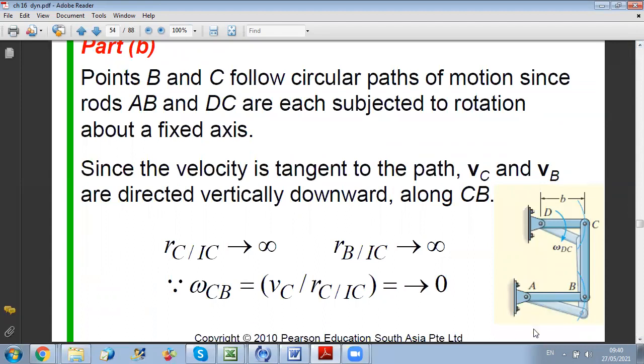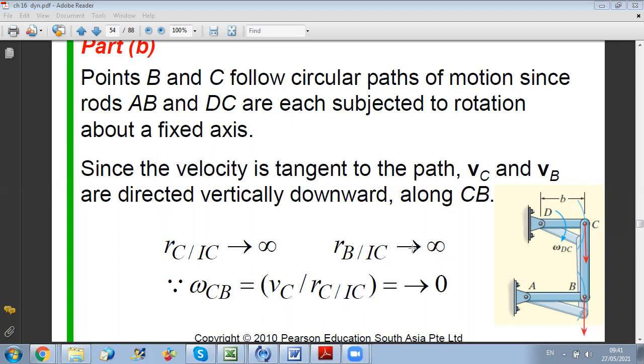I have a system of 3 rods, CD, CB, and AB. What I can see from the figure is that C is rotating about fixed point D, so the velocity of C should be perpendicular to CD. And B is rotating about a fixed axis passing by A, so VB should be perpendicular to AB.